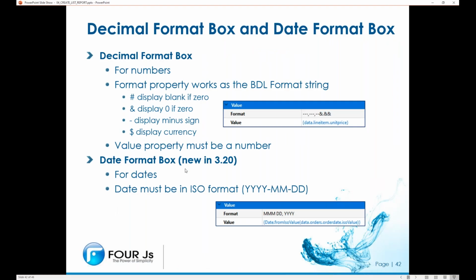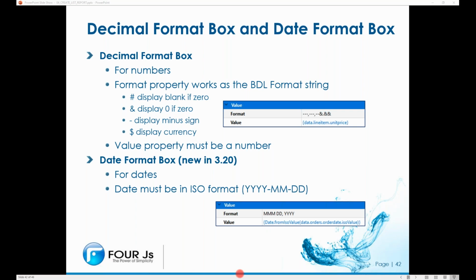The date format box is new in 320, and this is made to manipulate dates. I'm going to show you the gotcha that got me before I actually learned to work with it, is that our data schema that's sending things off, despite what we say inside of its interface, it's really dealing with either strings or it's dealing with numbers. So when I was first populating a date format box, it was for dates. It says here the date must be in ISO format.